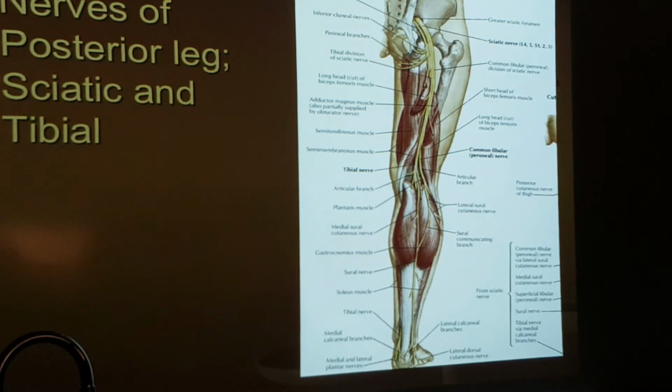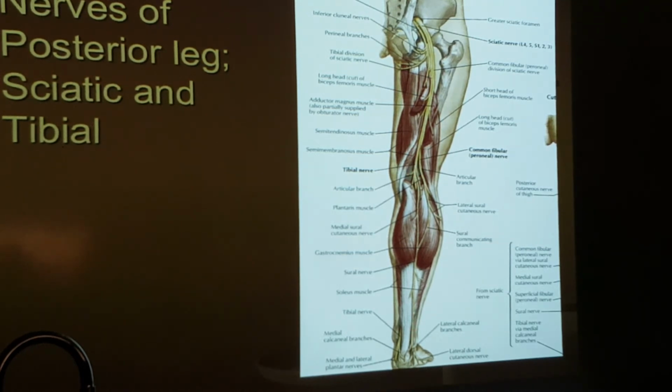Okay, nerves of the posterior leg. The largest nerve in the body comes out of the sacral plexus. It is the sciatic nerve. And in the lower thigh, it bifurcates into the common peroneal nerve, shown nicely on our model, and the tibial nerve. And the tibial nerve is really the major nerve of the lower leg. Okay.